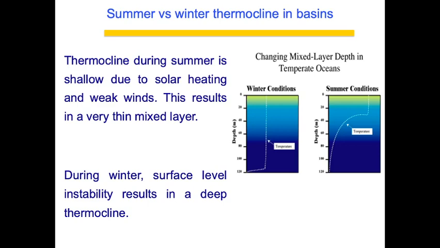Now, what does this winter thermocline, summer thermocline mean? Thermocline during summer is shallow because of solar heating, which we already saw, and this results in a very thin mixed layer. Whereas during winter, the surface instability helps in a deeper thermocline, and hence the thermocline is deeper. So summer thermoclines are very shallow, whereas winter thermoclines are deeper. This is one thing that we have to understand. What are the repercussions? We will talk later.